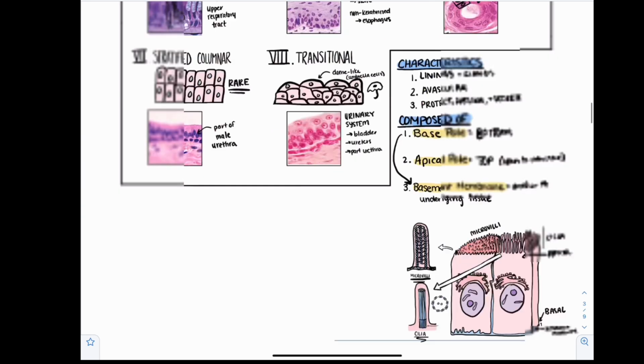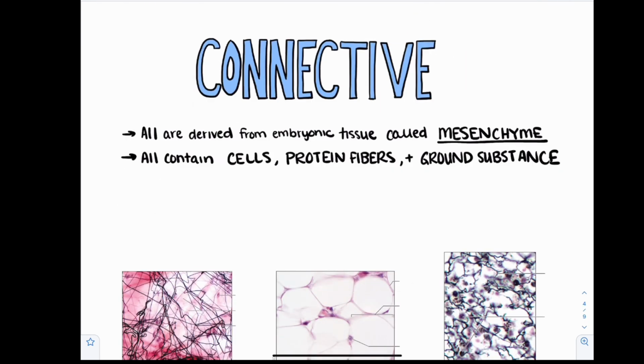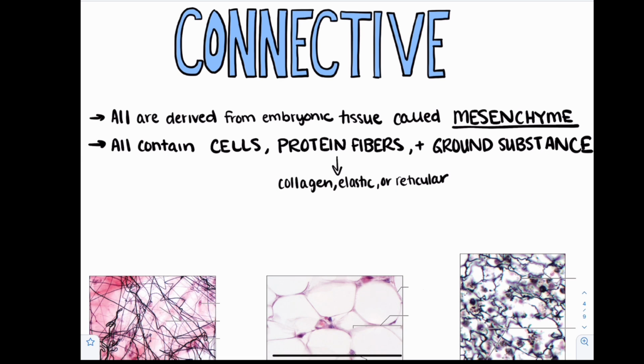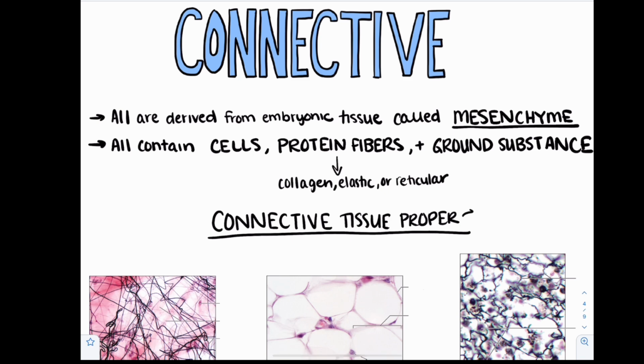Next, let's look at connective tissues. They are all derived from embryonic tissue called mesenchyme and contain a mixture of cells, protein fibers, either collagen, elastic, or reticular fibers, and ground substance. There are three broad categories of mature connective tissues: connective tissue proper, supporting connective tissues, and fluid connective tissues. Connective tissue proper is the glue that holds things together and the stuffing that fills in spaces. There are two subcategories of connective tissue: loose connective tissue and dense connective tissue.